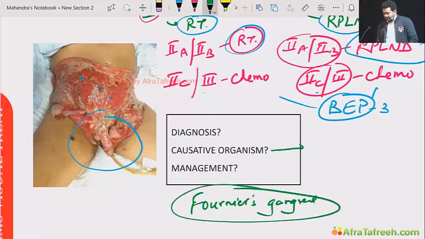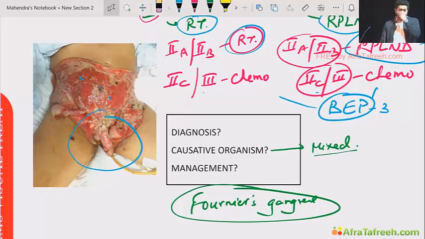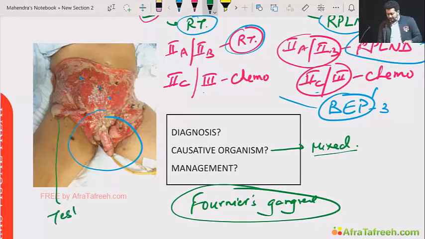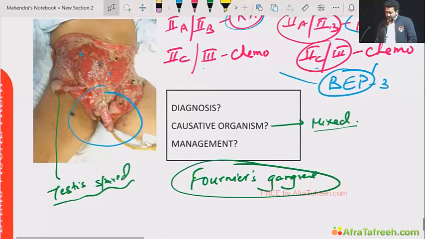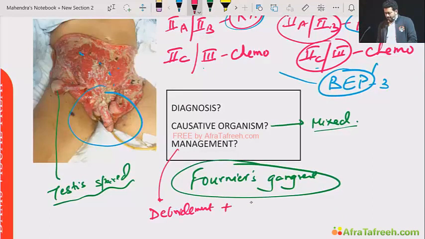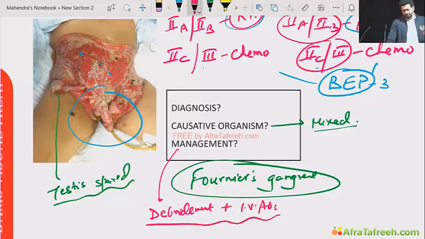So what is the causative organism? Usually a mixed aerobic and anaerobic infection causes Fournier's gangrene. It can be caused by Clostridium, it can be caused by Streptococcus pyogenes. Important thing is that the testis is spared. Rice water discharge you can see in these cases, mostly seen in immunocompromised elderly patients and diabetic patients. The management is debridement and IV antibiotics. Early diagnosis, early management is the key in the treatment of these cases. Otherwise, in the literature, the mortality rate associated with Fournier's gangrene is more than 25%.